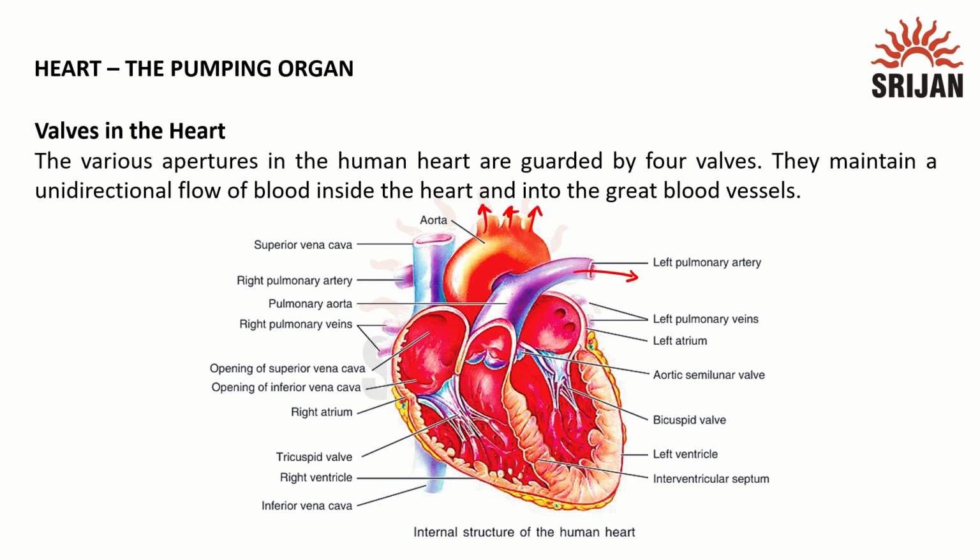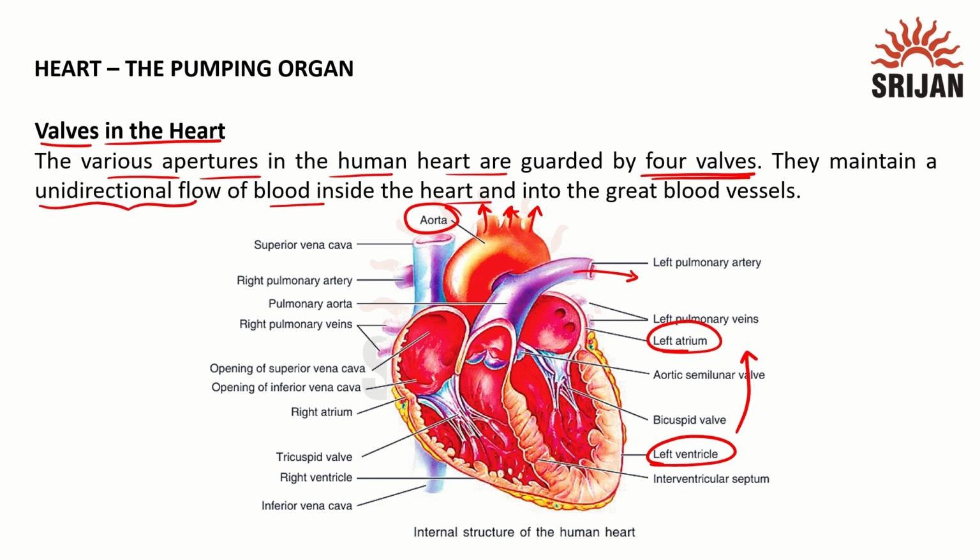Now, how does the heart make sure the blood which enters these ventricles will not go back? So, let's assume the blood is in left ventricle and the blood has to go to aorta. But there is possibility of blood pushing back into the left atrium. To prevent that, we have valves in the heart. So various apertures in the human heart are guarded by four valves. They maintain unidirectional flow of blood inside the heart and into the greater blood vessels.